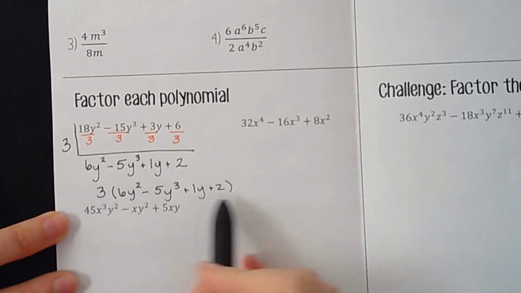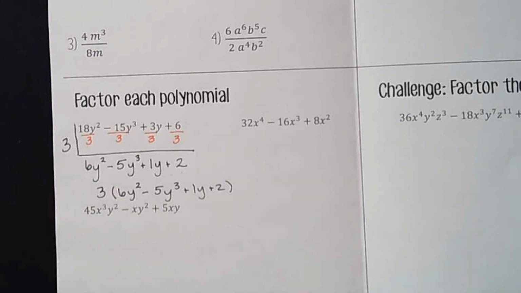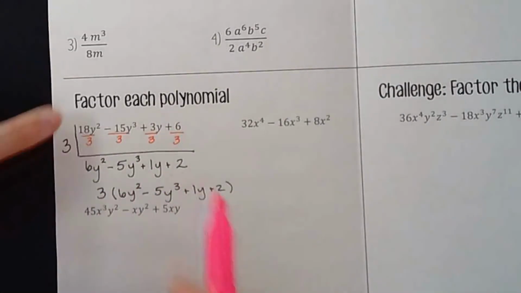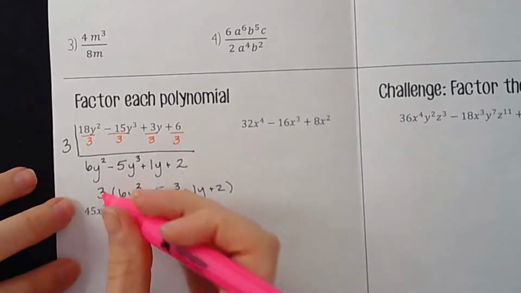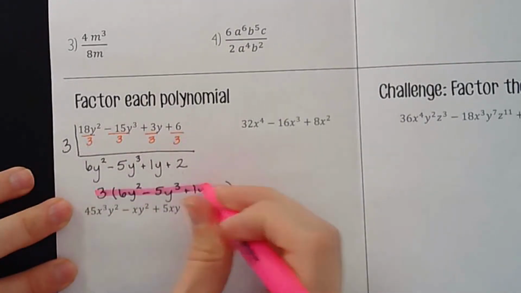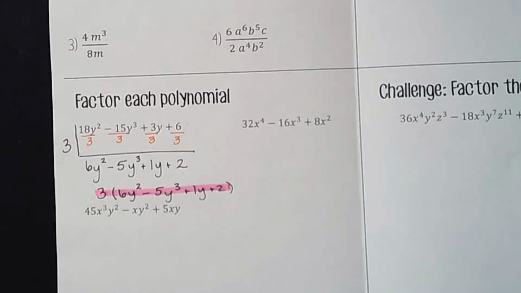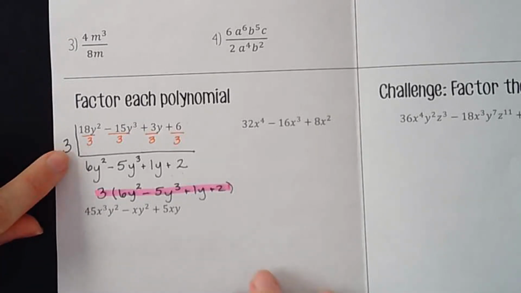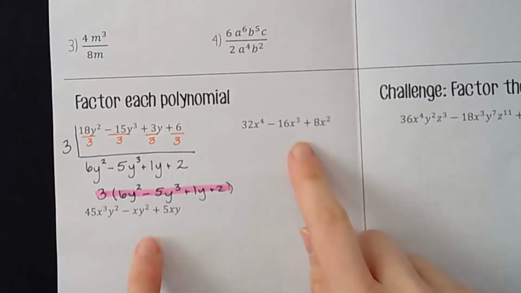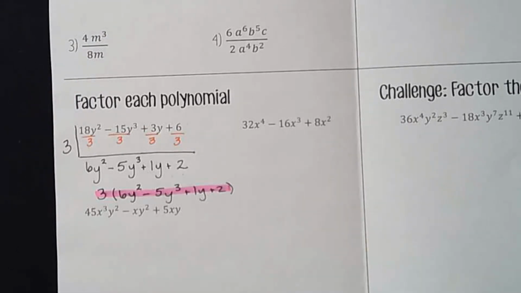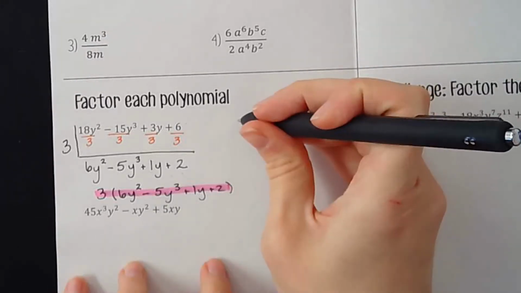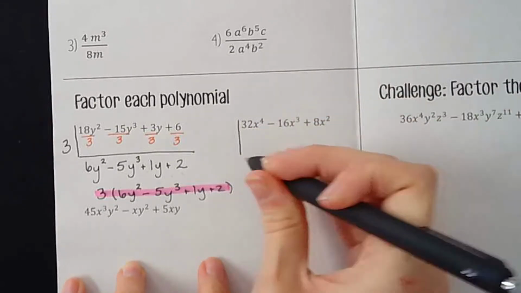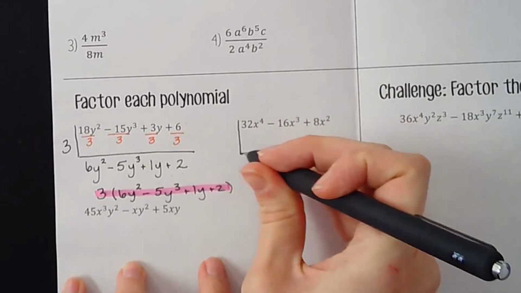And if I did this distribution, I would get back to the original problem. So my answer is 3 times 6y squared minus 5y cubed plus 1y plus 2. So we're going to use the same process to factor these other two problems. Each time I'm going to start by drawing my upside down division problem.